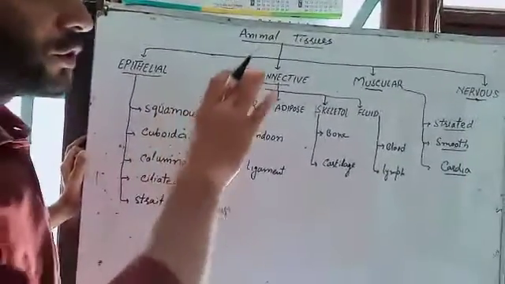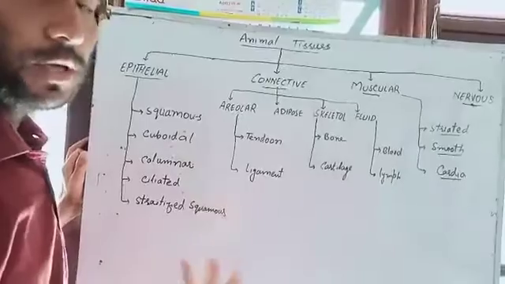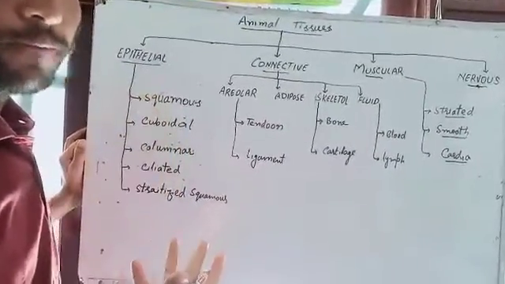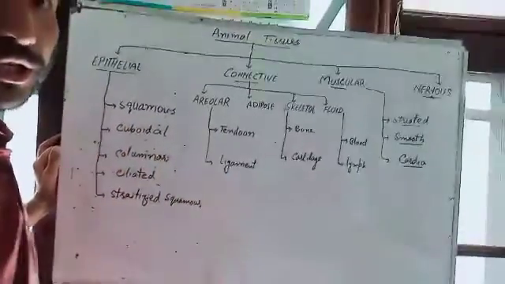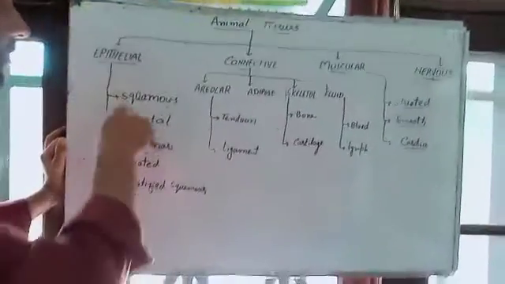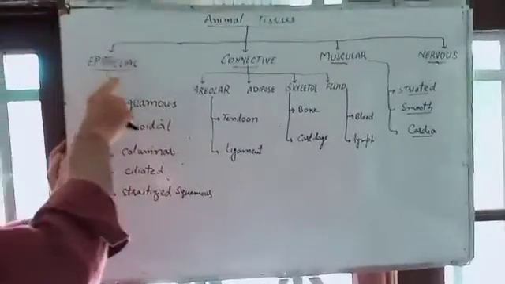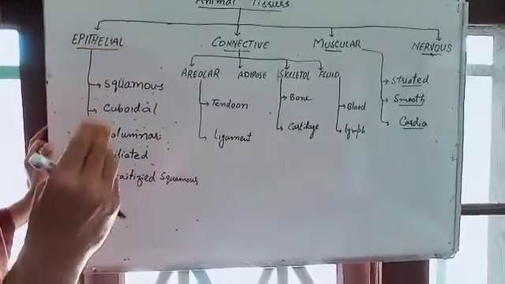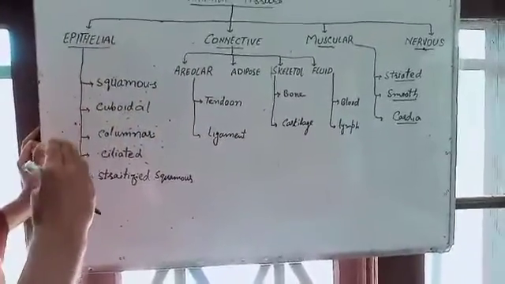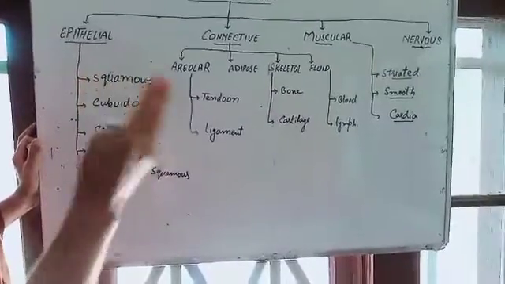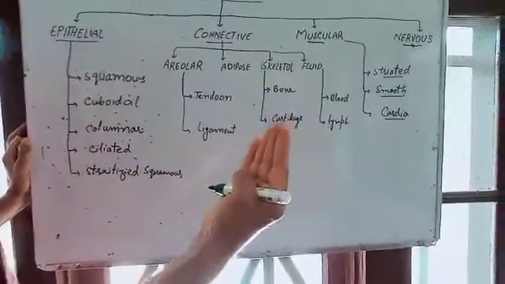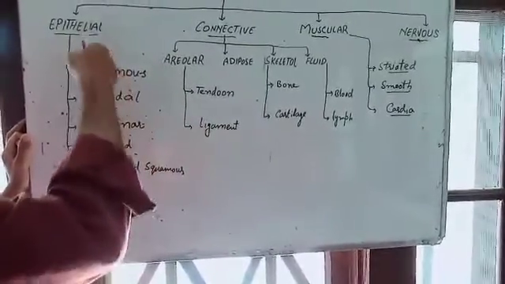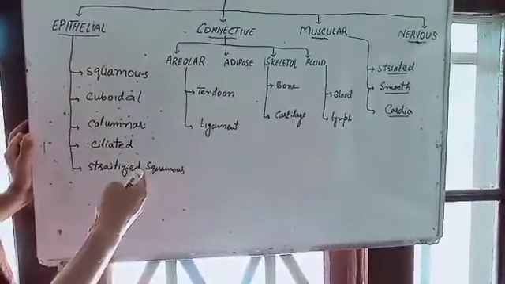These four types of tissues are subdivided, subclassified into many types of tissues based upon their function and presence. Epithelial tissue is basically classified into two types: unstratified epithelial tissue, or you can say simple epithelial tissue, and stratified epithelial tissue. But here we have directly classified the epithelial tissue into four or five types.